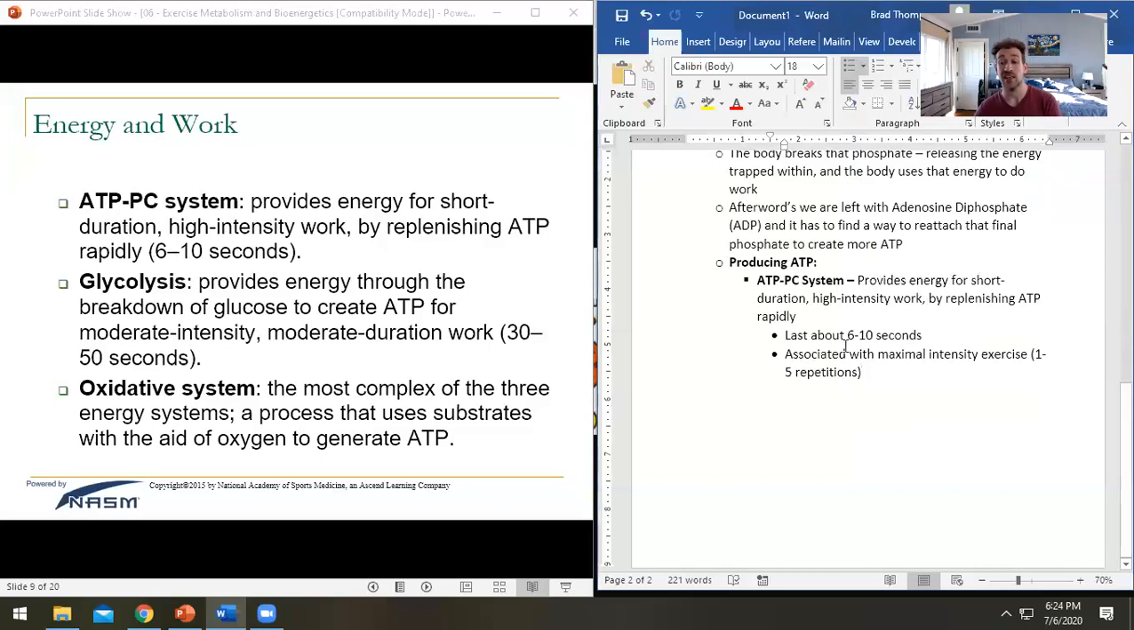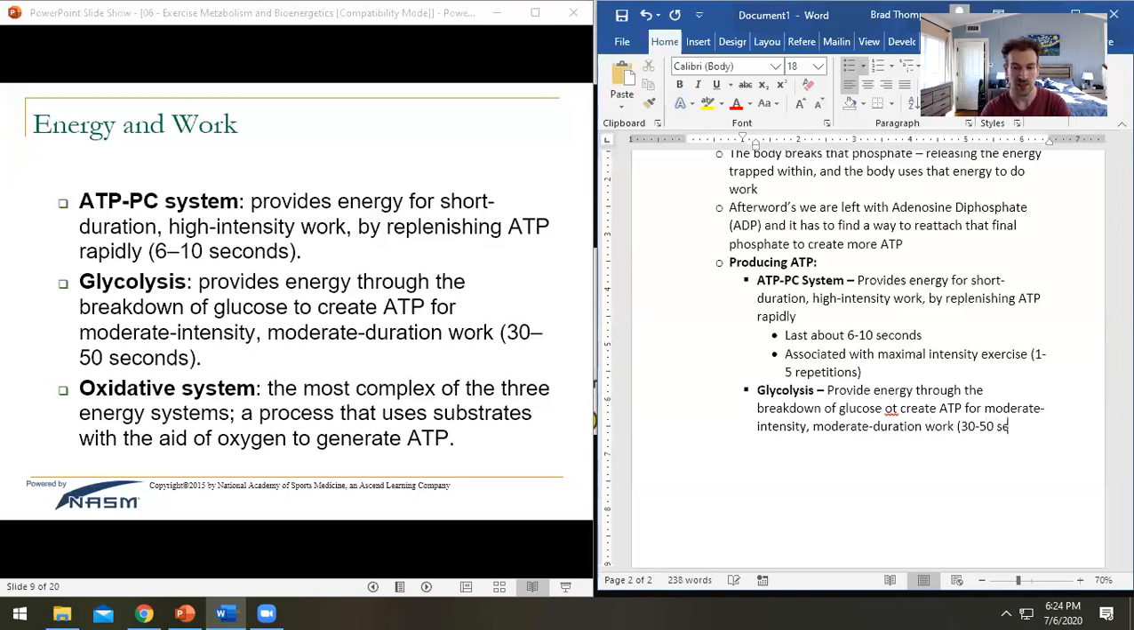So there's our ATP-PC system. Now, the next system, which is also really good and still relatively intense, is glycolysis. Glycolysis is going to provide energy through the breakdown of glucose to create ATP for moderate intensity, moderate duration work. So that's 30 to 50 seconds.